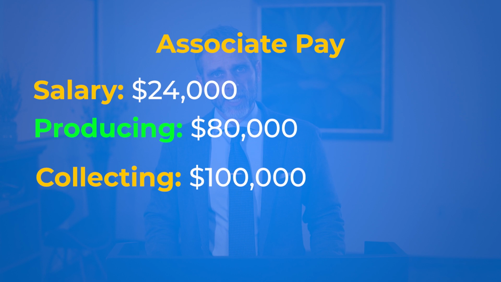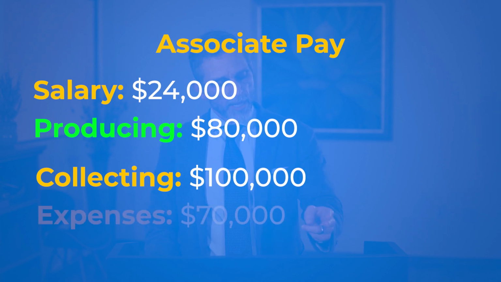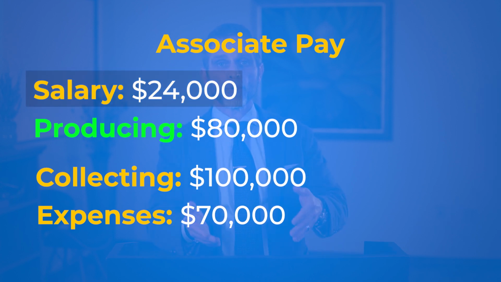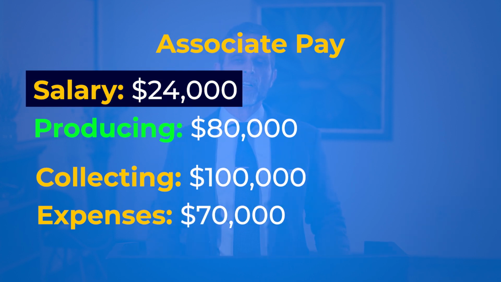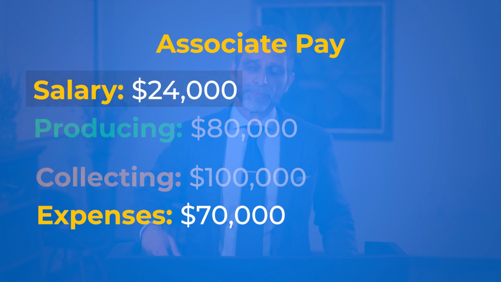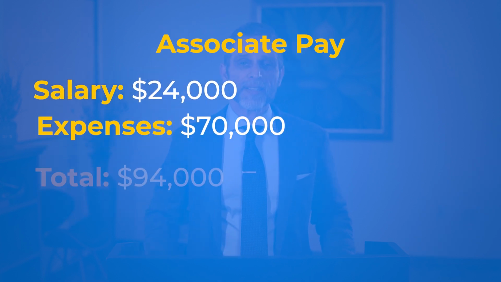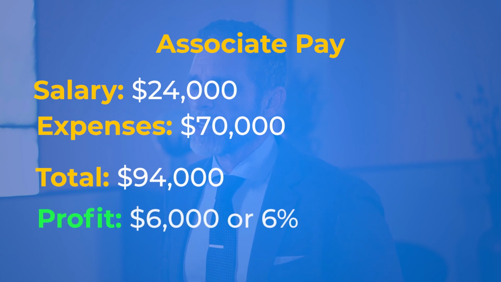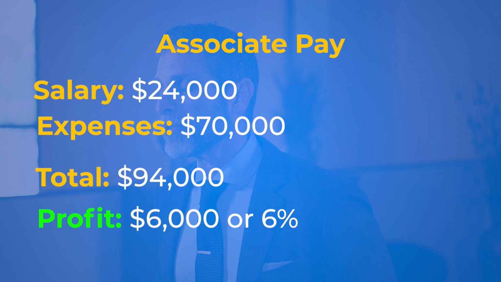So let's look at these expenses again now. Practice is collecting $100,000 and producing $100,000. $70,000 in expenses, which is admittedly high, but we'll use it for our example. But then we're paying an associate doctor 30% of the $80,000 that the owner doctor was producing before to replace the owner doctor. That costs us $24,000. 70 plus 24 is $94,000. The amount of profit actually coming out of this practice is only $6,000 a month, or 6%, which is terrible.